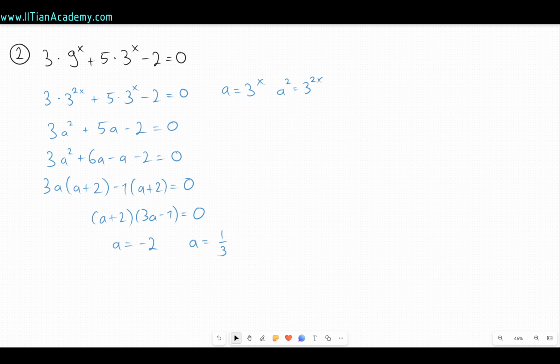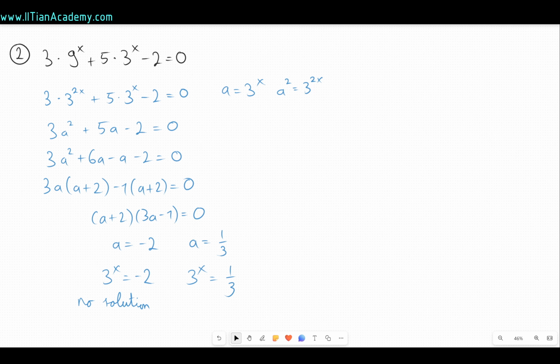Now, if we recall a was 3 to the x, we can plug that back in. So we get 3 to the x is equal to minus 2, and 3 to the x is equal to 1 over 3. Now, we may notice that 3 to the x cannot equal minus 2, as 3 to the x is a strictly positive function. It cannot take negative values. So this one is no solution.